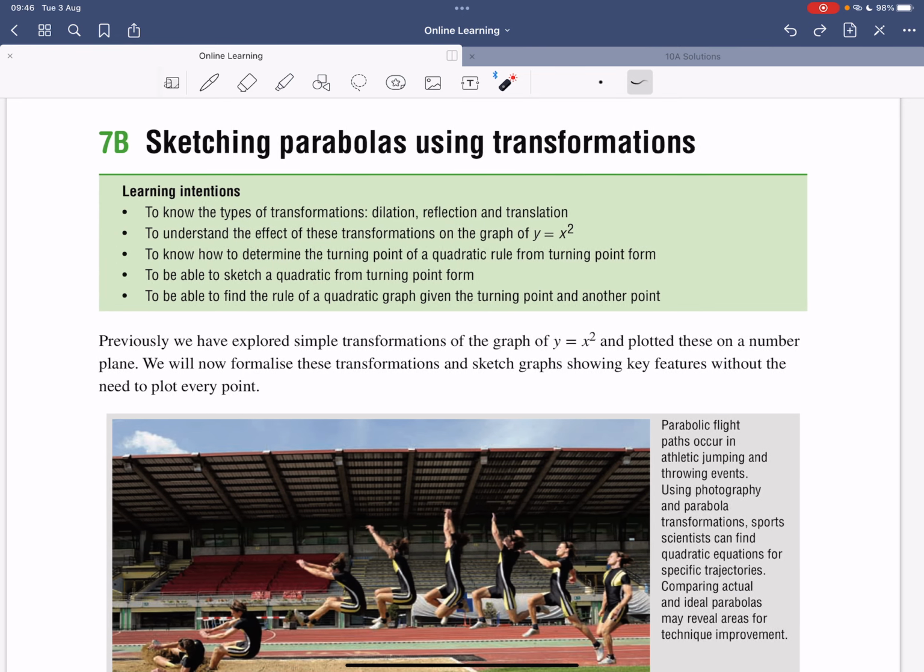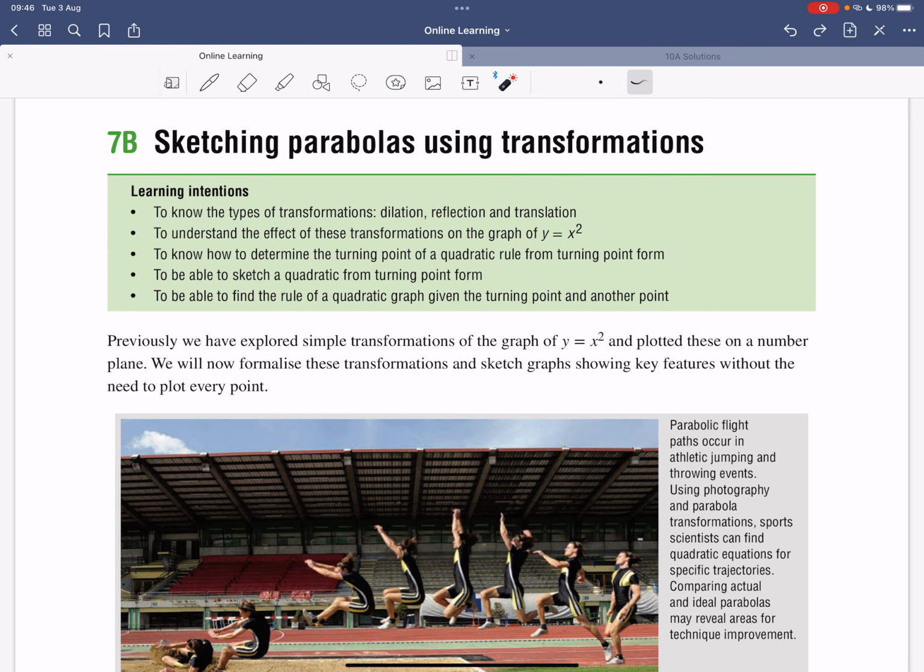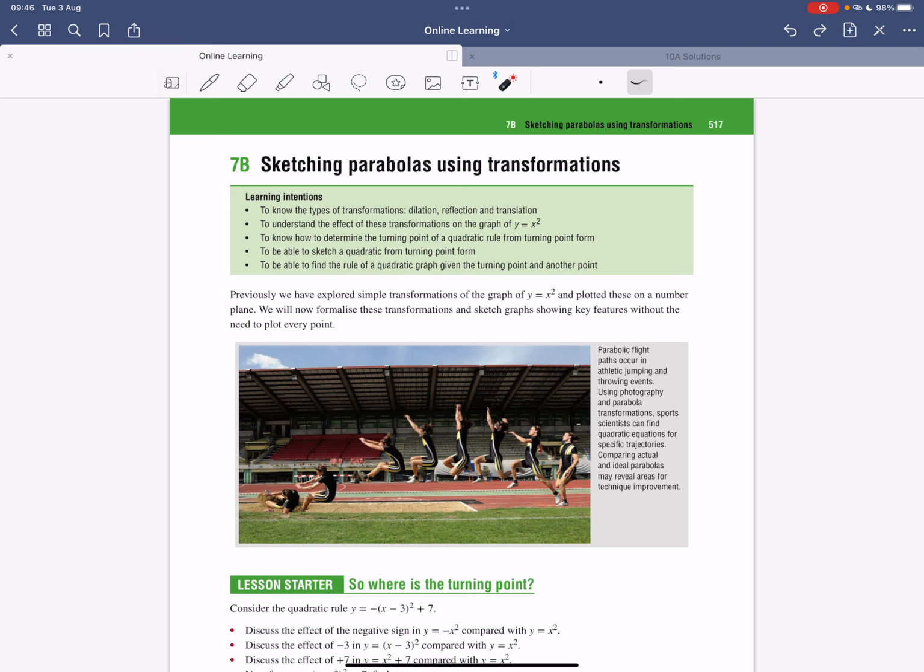Okay, so today's topic is sketching parabolas. Now, a parabola is the shape that a quadratic equation takes. So it's the happy face and the sad face, all right? But we're going to be using transformations. A transformation is any kind of change that can occur to a parabola. So a parabola can move in any direction, or it can change shape, so go wider, or go narrower. And we can look at how those transformations occur.